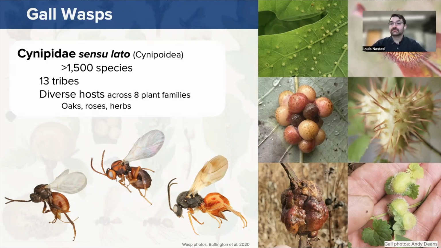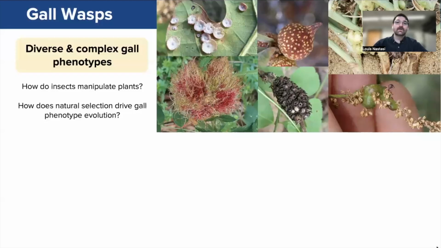Gall wasps are extremely interesting because they're a diverse group with over 1,500 described species, and they have an incredibly diverse set of hosts across 8 different plant families ranging from oaks, roses, and herbs. And gall wasps are a really interesting study organism because they have incredibly diverse and complex gall phenotypes, even relative to other more diverse gall inducers like the gall midges. We can see some examples of gall phenotypes up here on the top right of the screen.